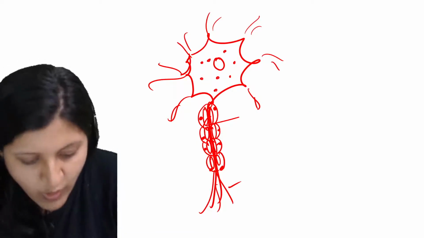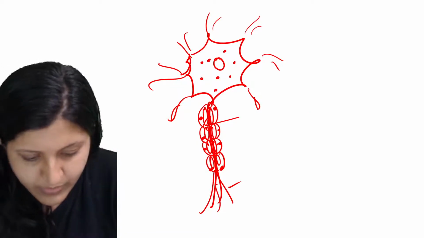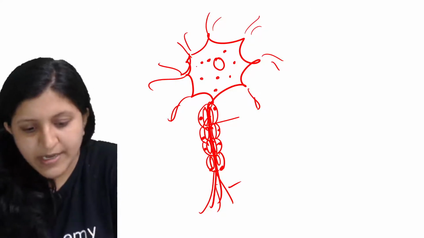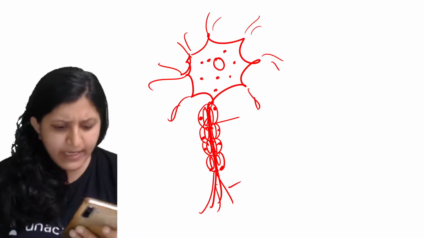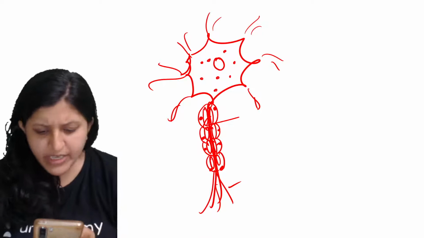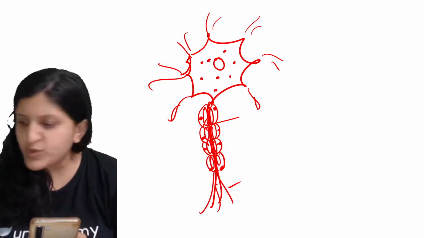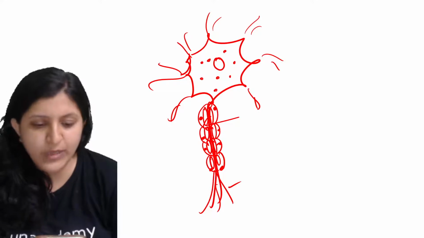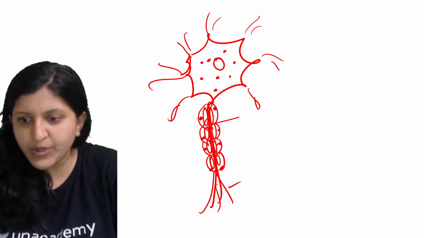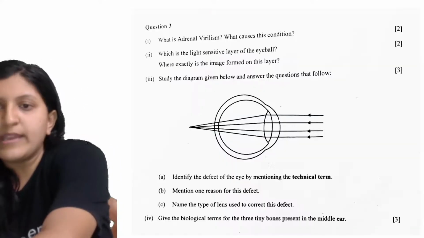So you marked cyton and axon. Yes, okay. I labeled nucleus and dendrites in labeling. Yes, even if you are labeling that, that is fine. Any two labels if you do. Since the question itself is to label any two, that's fine. Okay, all right, let's go with the next one.